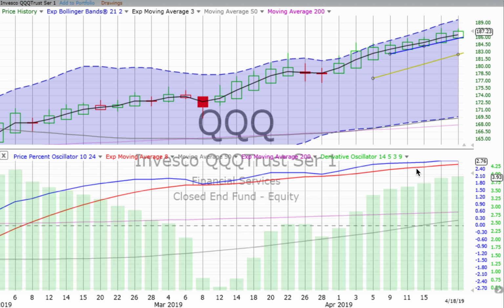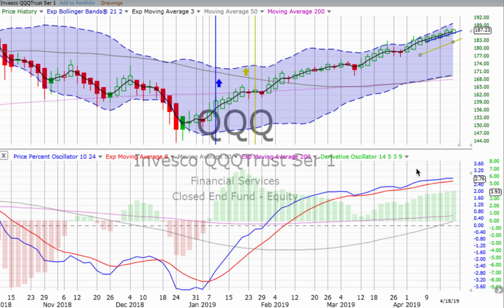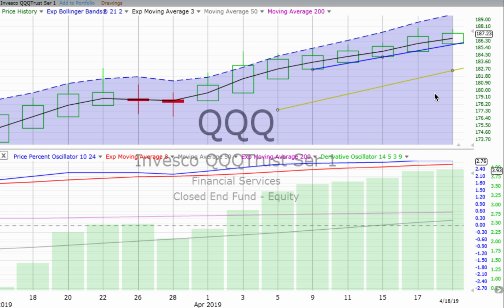Now, the derivative oscillator is gaining upward momentum. We can see that the price percent oscillator is pretty much flat there. Price movements above the weekly and the 2-day. So again, we're seeing things continuing to move along, but some slowing there. We'll see how this candle finishes off on Monday.